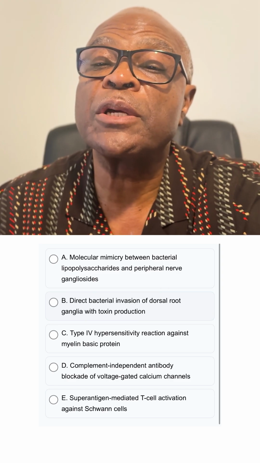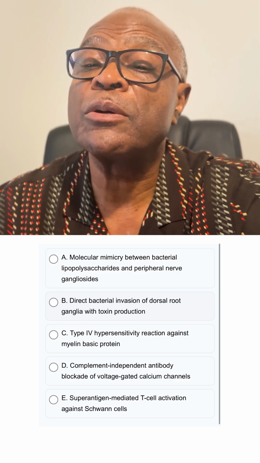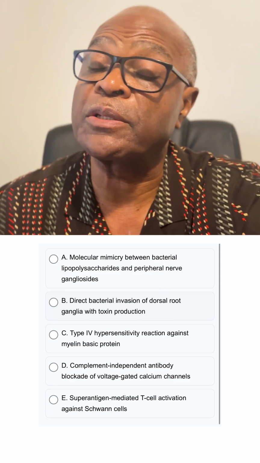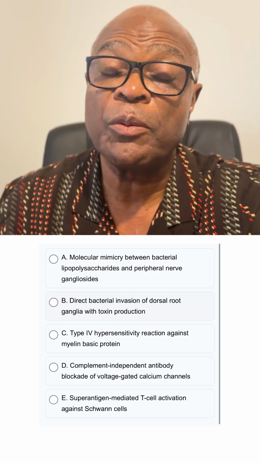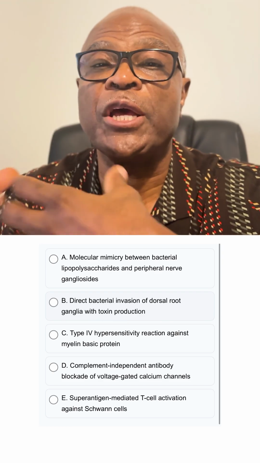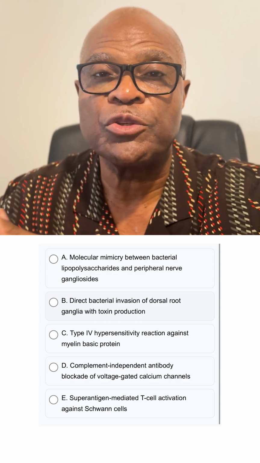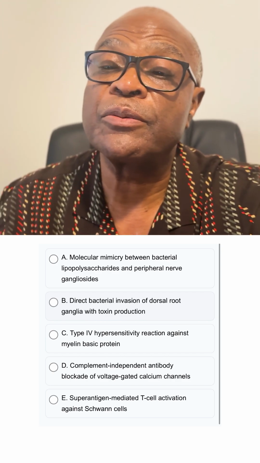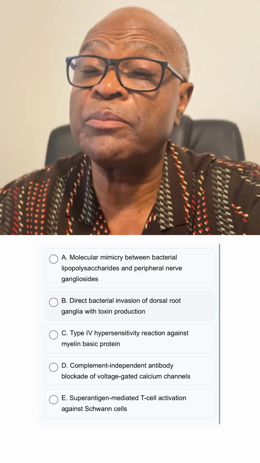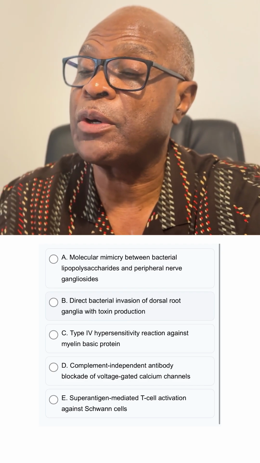And then A says molecular mimicry between bacterial lipopolysaccharides and peripheral nerve ganglioside. That sounds more like what we want because it says the word mimicry. Remember what I said before? If you have a thought in your head before you look at the answers, you're more likely to find the right answer without being distracted, okay? Because we already said we're looking for something that mimics some antigen. All right, so we go on to the next question.